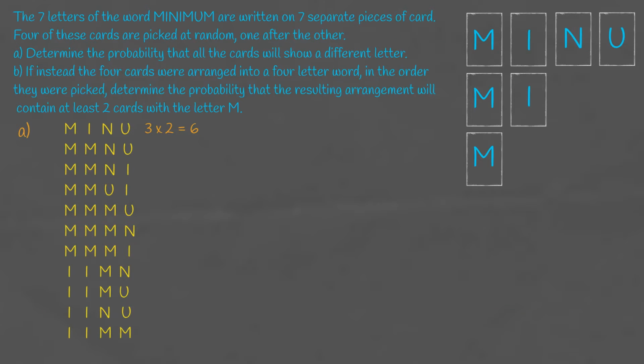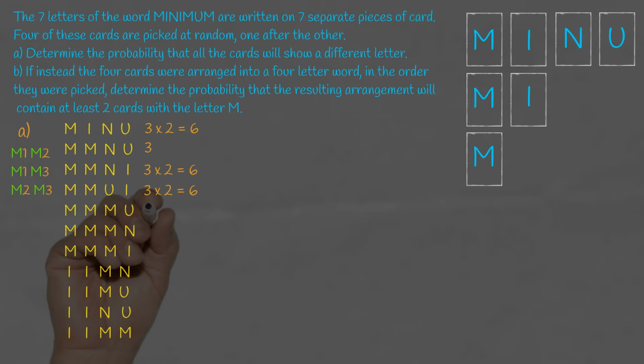Now in the next line we have 2 M's, and if we have 2 M's we could have M1 and M2, M1 and M3, or M2 and M3. 3 different ways. There's only one N and U, so there's 3 different ways we could have MMNU. On line 5 we have 3 M's and a U. Now we only have 3 M's to choose from, so there's only one way to do that. So there's only one MMMU and MMMN.